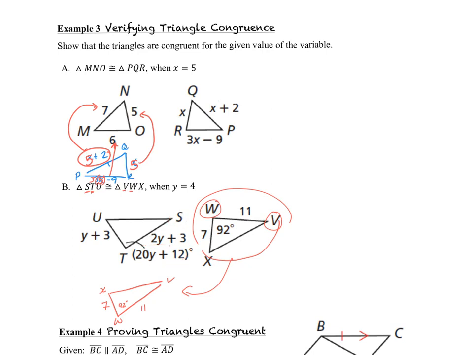All right, so for instance, when y equals 4 now, if I plug 4 into my y position, like here, 4 plus 3 got me 7. So that matches. 2 times 4 plus 3, that's 8 plus 3, which is 11, and that matches. And if I plug in 4 in here, that's 80 plus 12, which is 92, and that matches. So these are congruent.